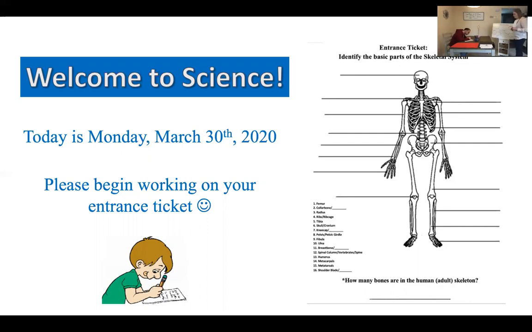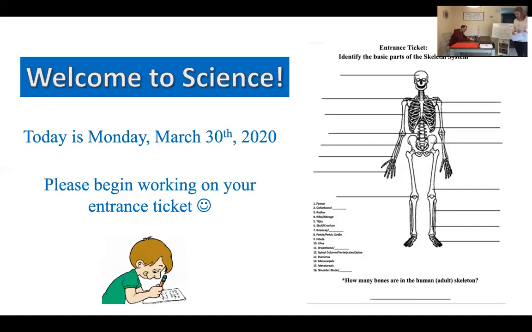If there's any questions, please do not hesitate to raise your hand and I will come over and help you out. You guys will see on the entrance ticket, you do have a word bank. The word bank will help you identify some of those basic structures. There are 16 different areas on the skeletal system sheet that you have. So just do your best. Again, I just want to assess what you guys know at this point.